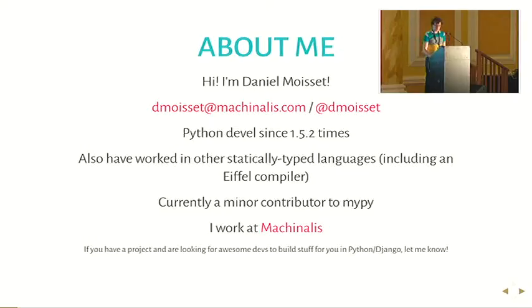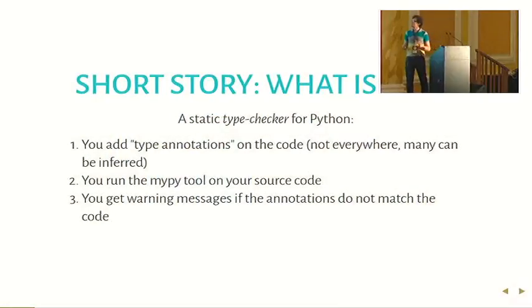My goal for this talk is to give you some ideas of why you might want to use this kind of tools. A very, very short story is that mypy is a static type checker for Python. That means that you grab your Python code, you add some type annotations, which is like labeling arguments and functions to say which types they are, and you run this mypy tool on your code, which gives you warnings about where your annotations are not consistent with your code.